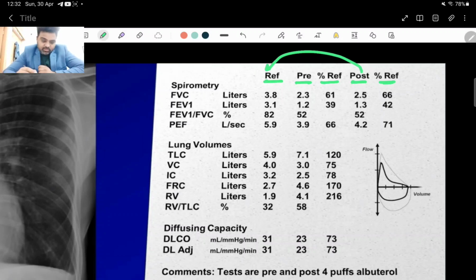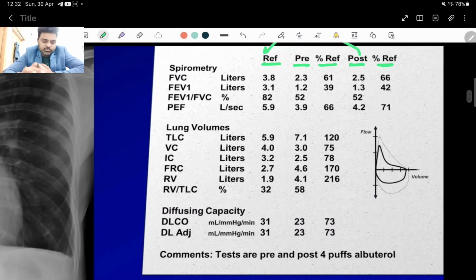After knowing this, we have an algorithm. First we will see FEV1 by FVC. The reference value is 82 and the patient has 52, which is less than 70. That means FEV1 by FVC is reduced. That means this patient has an obstructive lung disease.